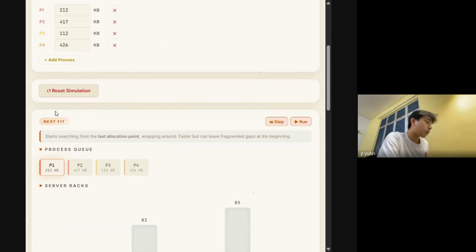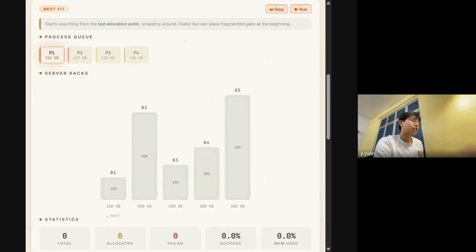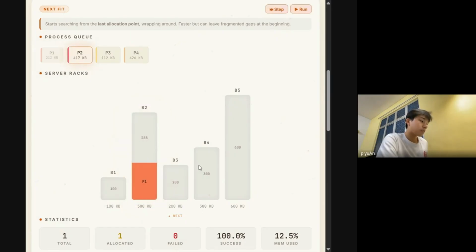So we will begin with the NextFit allocation. For NextFit allocation, it will start with the first process, using a first-in first-out allocation. We will scan and find the first suitable memory block and fit it.